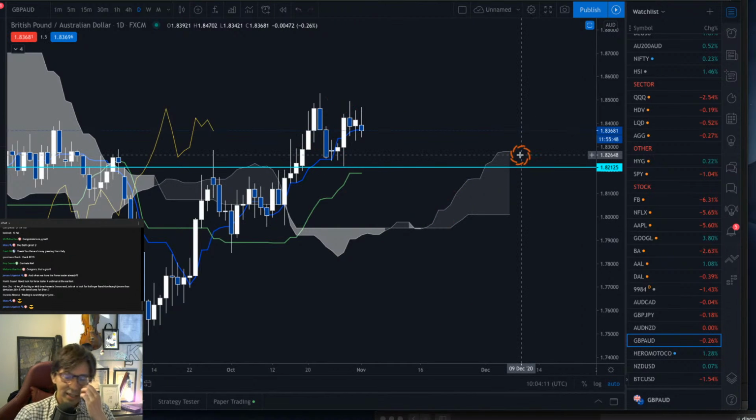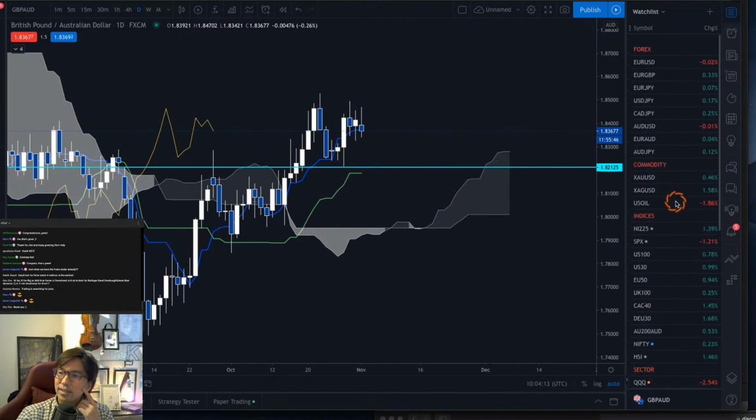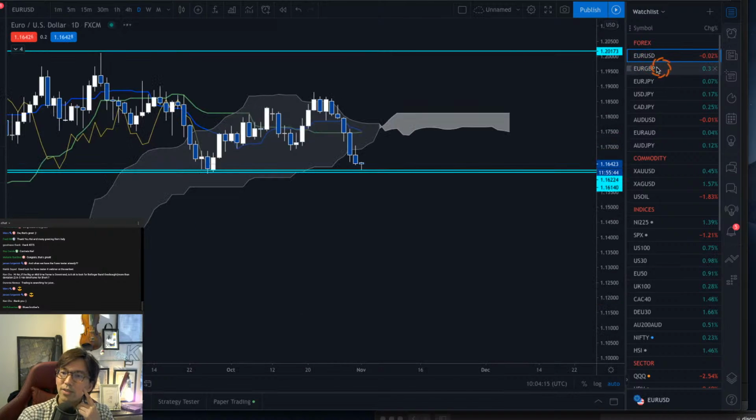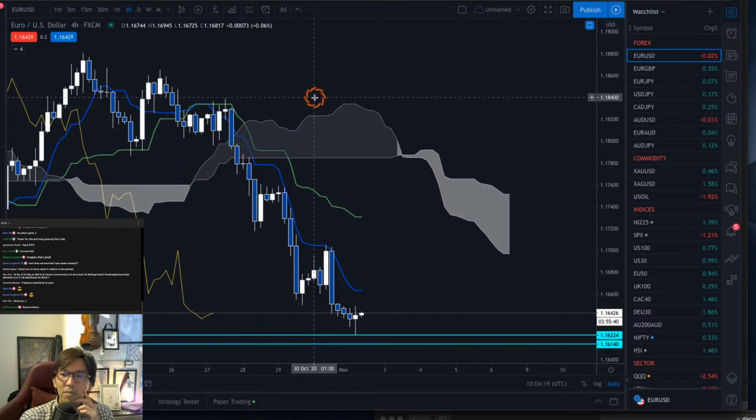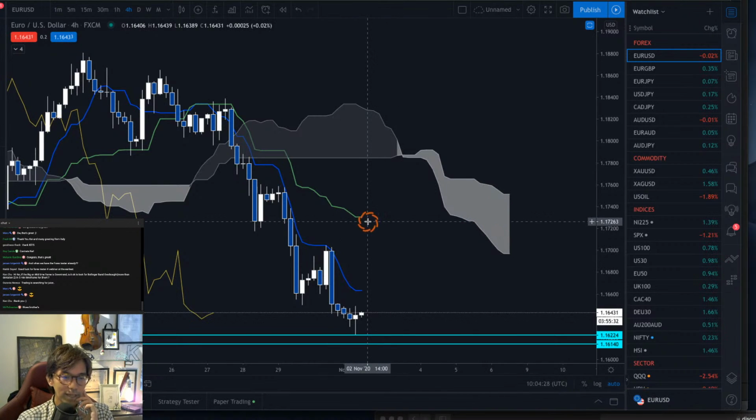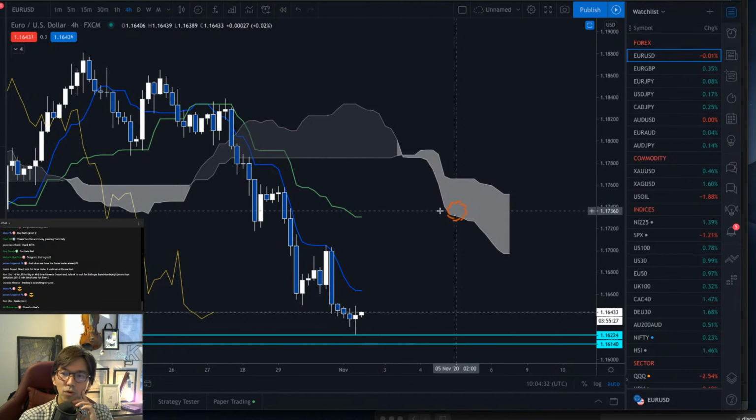So let's see. To wrap it up for this public live today, the Euro USD 4-hour chart is still flat, Kijun Sen flat, Kumo flat. So just wait for the downtrend still. Once again, when you see flat Kumo and flat Kijun Sen, the price may come back to these lines. So better to wait for downtrend confirmation.